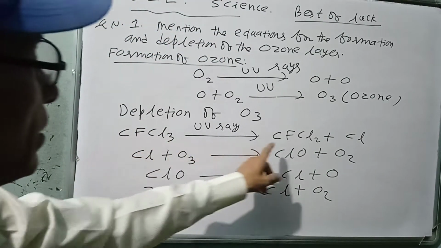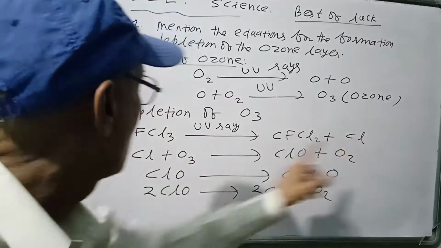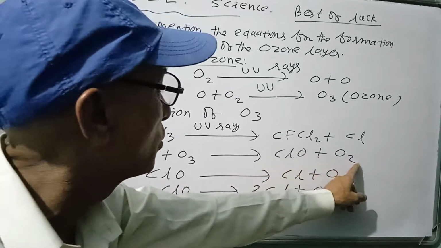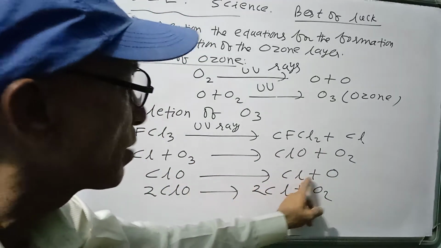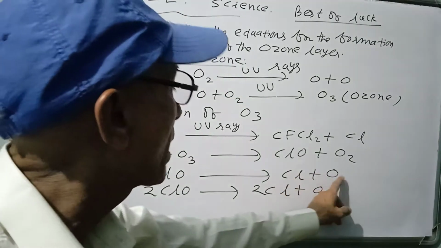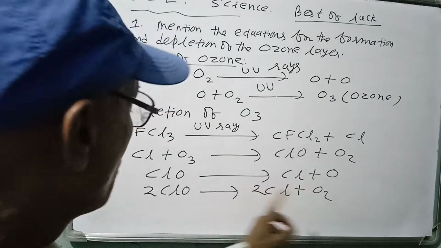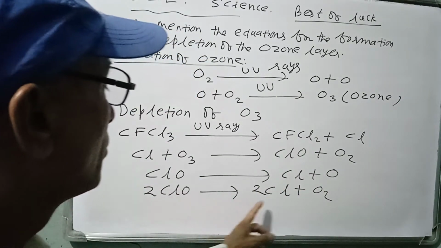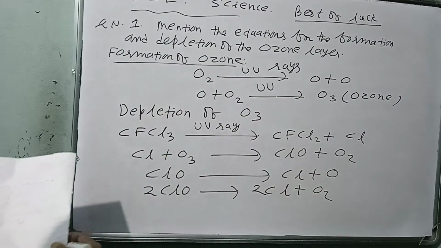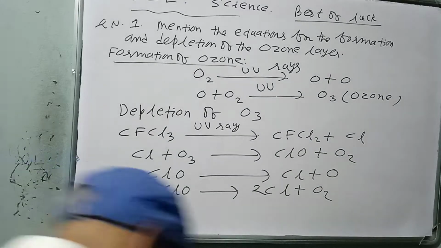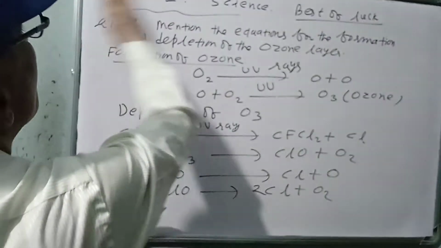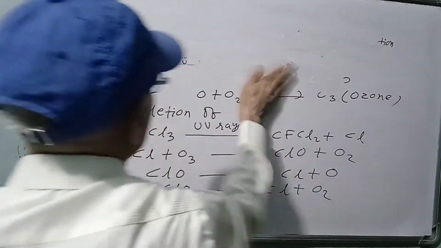First of all, CFCl3 gives CFCl2 and Cl. Cl attacks ozone, O3, and makes ClO plus O2. Now ClO again breaks into Cl plus O, the active nascent chlorine and nascent oxygen, and two molecules of ClO become 2Cl plus O2. There is another equation also, but that is not necessary. Question number one, depletion.